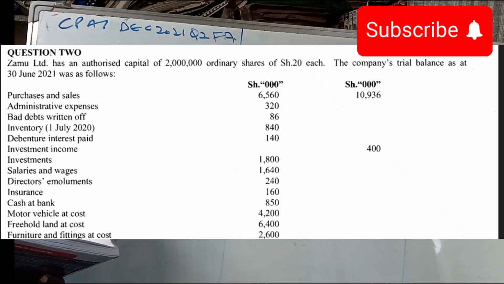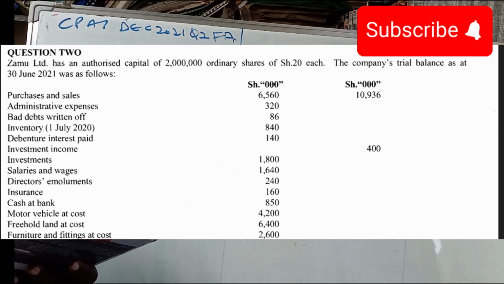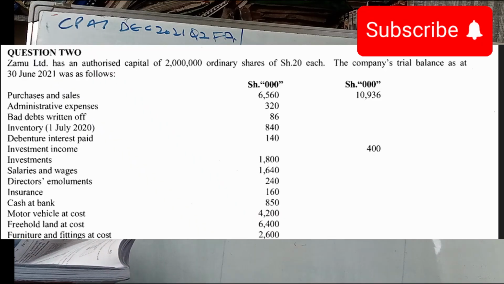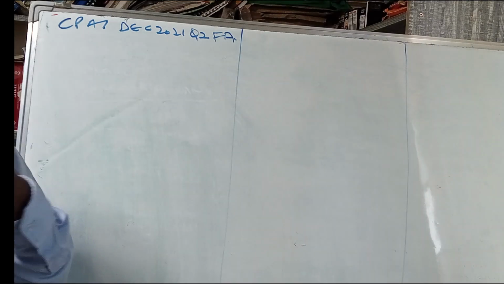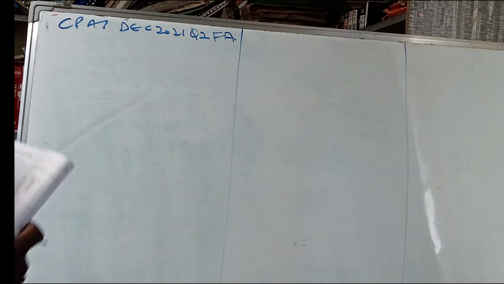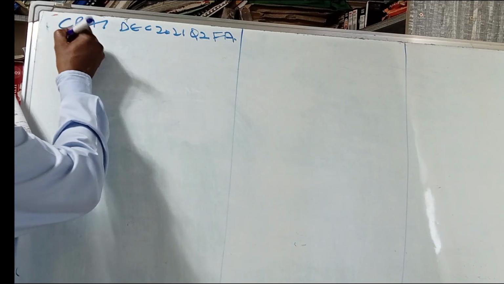You must always know that the authorized share capital and issued share capital are different. Whatever has been issued is what is usually recorded at the trial balance. So you are told the company's trial balance as of 30th of June 2021 was as follows: purchases and sales, admin expenses, bad debts written off, inventory, debenture interest paid. You need to be very sensitive when you are doing company accounts on debenture interest.